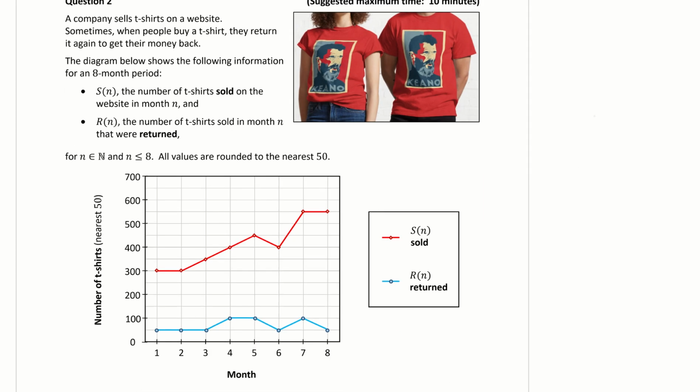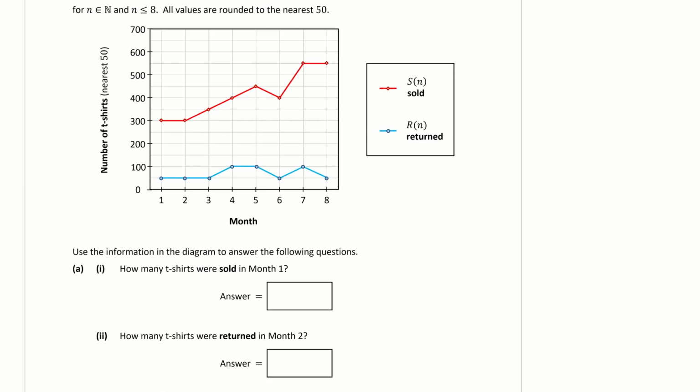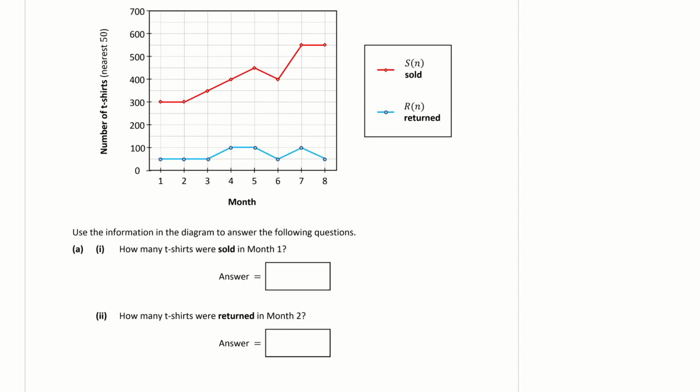So moving down now to question 2. A company sells t-shirts on a website. Sometimes when people buy a t-shirt, they return it again to get their money back. The diagram below shows the following information for an 8-month period. S_N, the number of t-shirts sold on the website in month N, or R_N, the number of t-shirts sold in month N that were returned. For N an element of the natural numbers, where N is less than or equal to 8. All values are rounded to the nearest 50. Okay, so a lot of information there, but hopefully we can just read this from the graph.